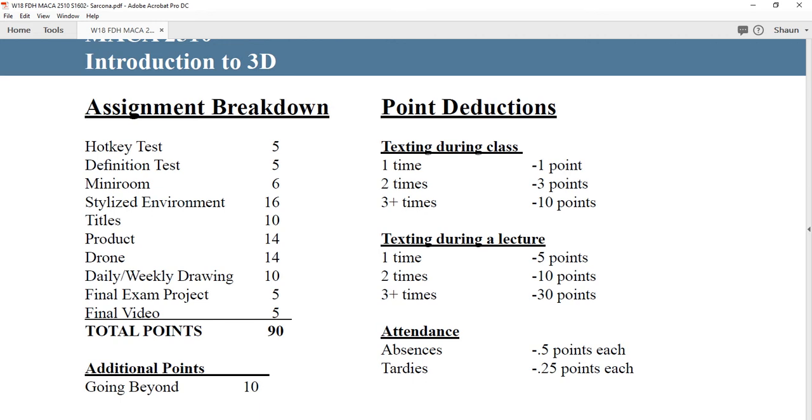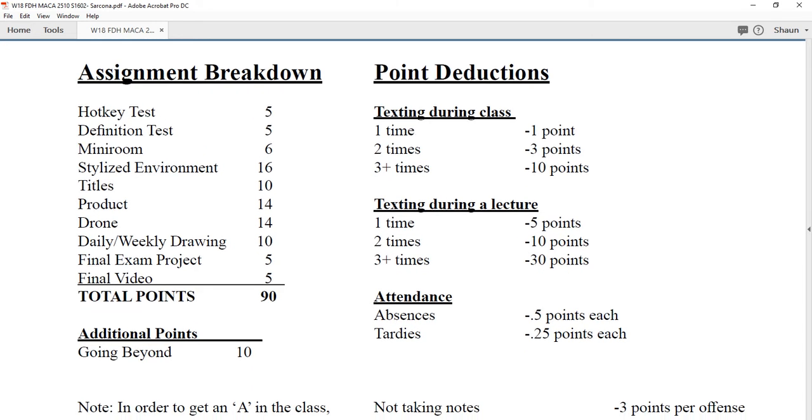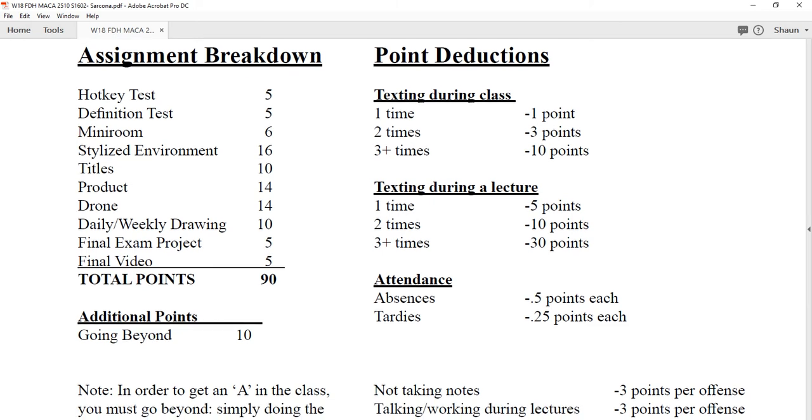Yeah, okay, cool. We'll have a final exam project. One day you come in, here's what you do, boom, and then there's the assignment. We have a final video. In this class, there are hard points and there are easy points. So the daily, weekly drawing, what do you think? Hard or easy? Easy. Okay.